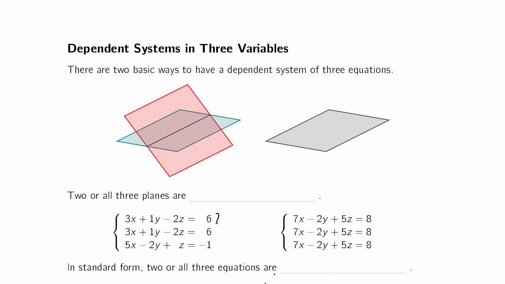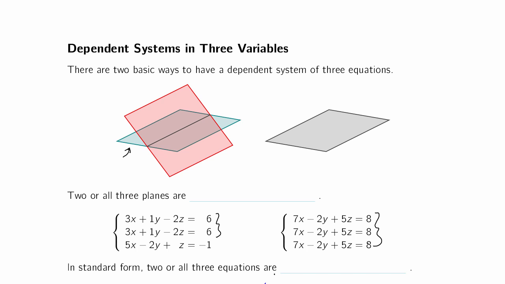So here we see that we have the same equation appearing twice. In this diagram, it looks like we only have two planes because two of our equations both correspond to that plane. In this system, we see that all three equations look exactly the same.